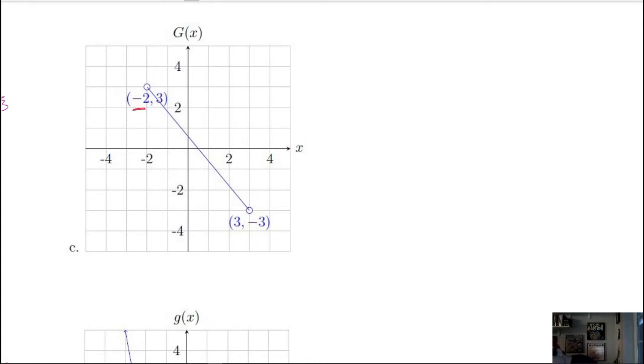So if I look for the domain, it starts at -2, but not including -2. I do parentheses -2, and I go comma 3. Note that this is an interval, not a point.